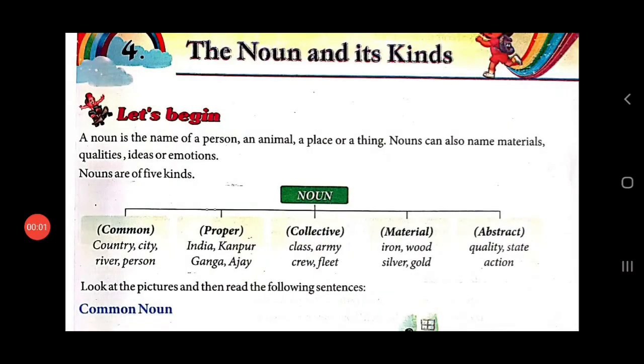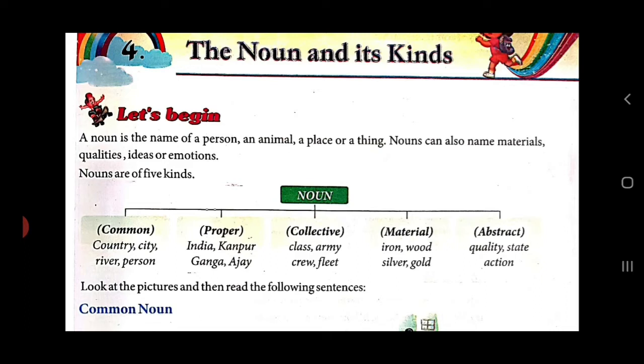Now children, nouns are of 5 kinds: common, proper, collective, material and abstract. Now see, with examples they have given you the same. We will study each and every kind in detail, but let us go through the examples which they have given over here.